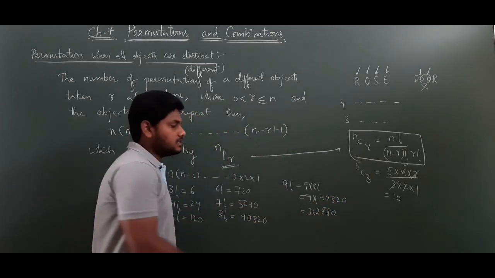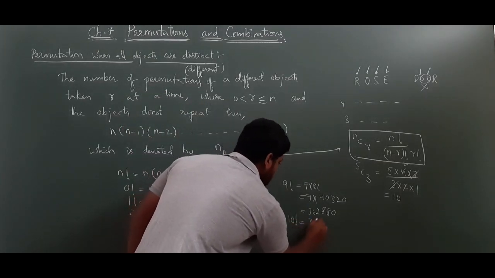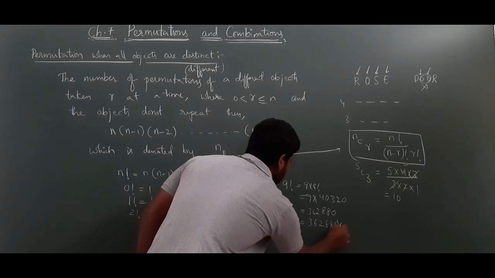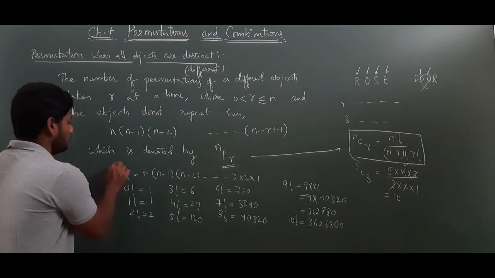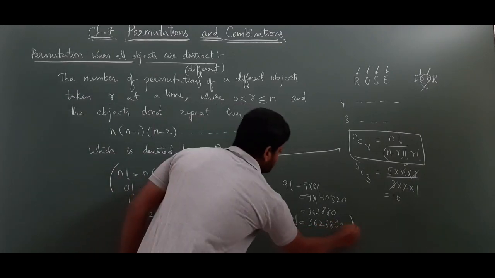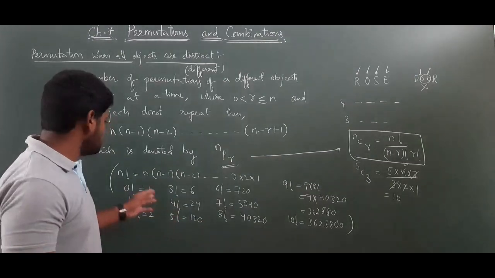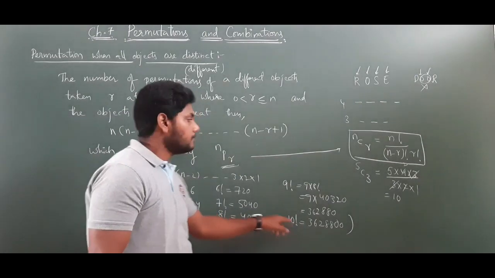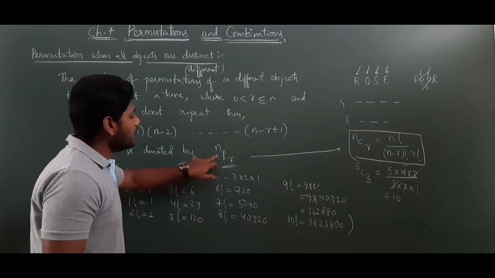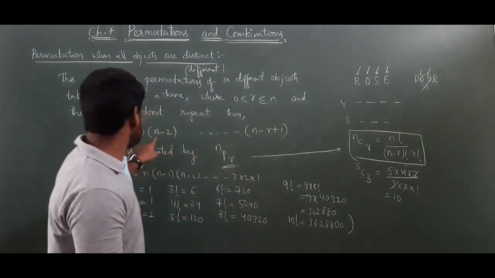So 9 factorial value is 362,880, and again 10 factorial value, that is 3,628,800. So you need to remember all the values of factorials up to 10 factorial, right? So instead of multiplying in rough work, remember these 0 factorial to 10 factorial values, right? Now we will define the NPR formula in terms of factorials by using this one.